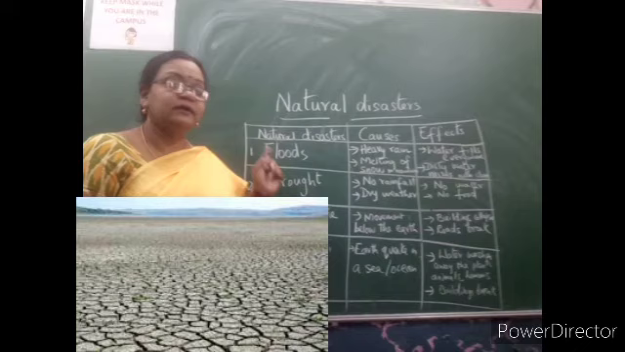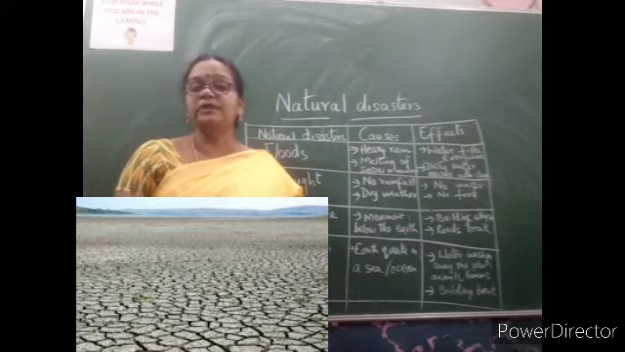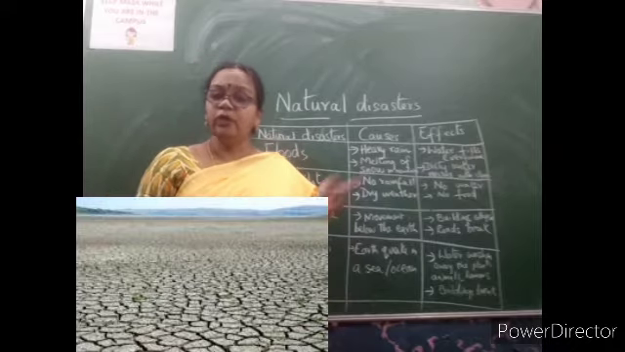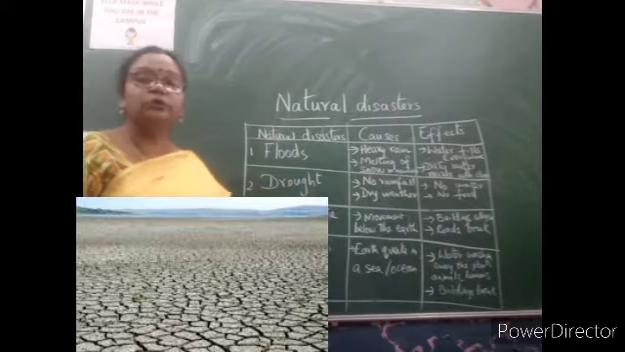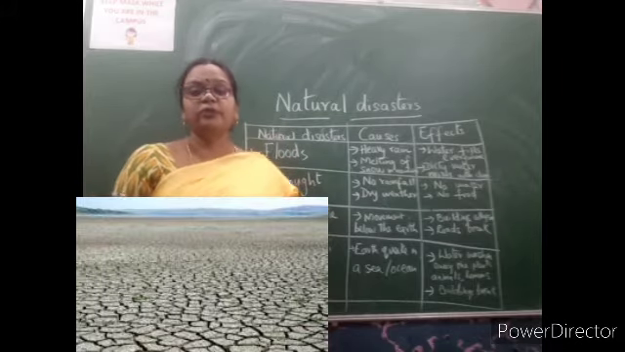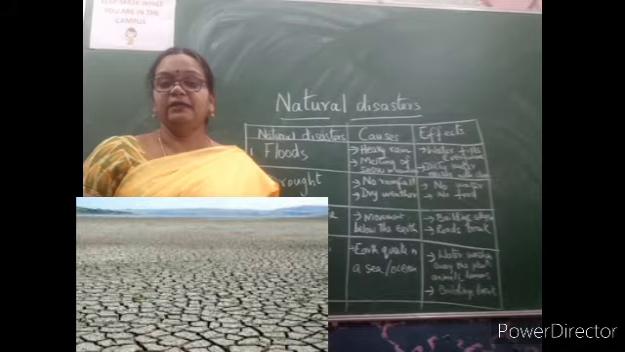What is drought? A dry weather condition. When there is no rainfall for a very long time, for many years, drought may occur. Then we will move on to the earthquake. Very, very interesting. Many of you did projects on earthquakes. By now you know something about that.